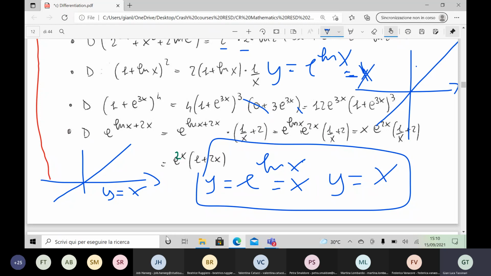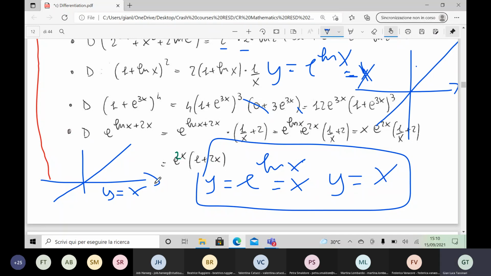Am I right? What I'm asking you is: is the graph of y equal to e to the power ln of x, since this is equal to x, equal to the graph of y equal to x? We have y equal to x, y equal to x. The answer should obviously be no. Why? Because there is a difference, guys.